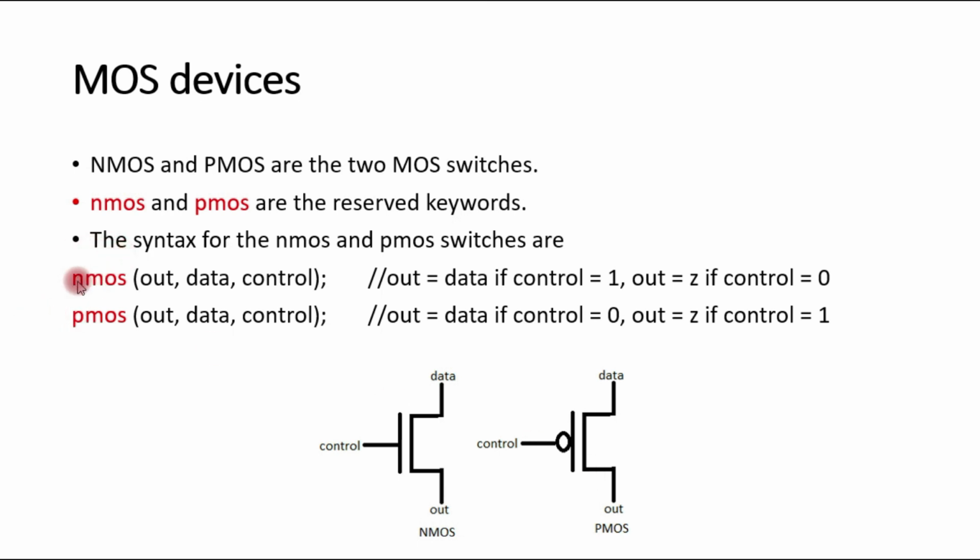NMOS and PMOS are reserved keywords in the Verilog HDL library, and the syntax for NMOS and PMOS devices is shown here. The keyword is followed by a bracket containing the information of signals. The output value is mentioned at the start of the bracket, then other signals. And red color words are the reserved keywords in the Verilog HDL library.